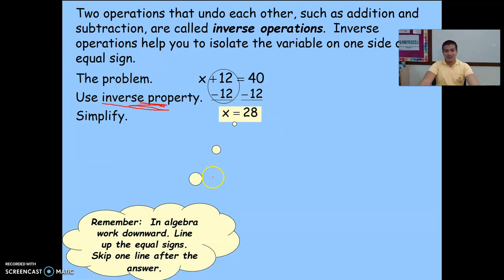Remember that in algebra, work downward, line up the equal signs, and then skip one line after the answer. So you can have this way of how to solve the solution. But there are a lot of solutions. There are a lot of processes on how you will solve the equation.